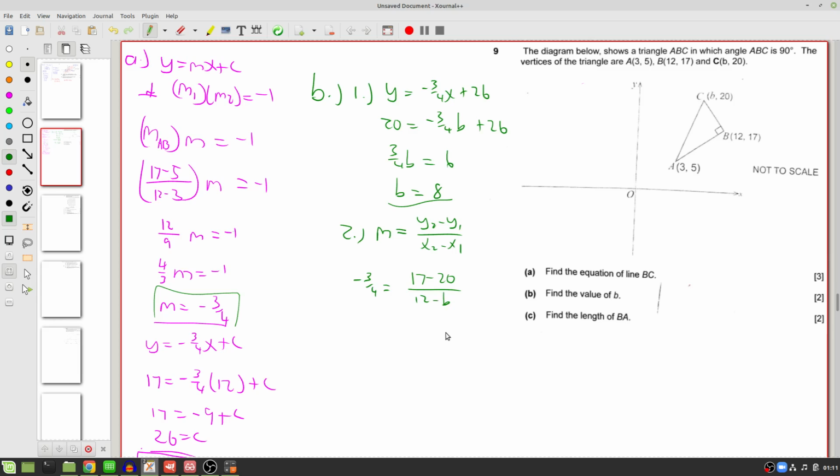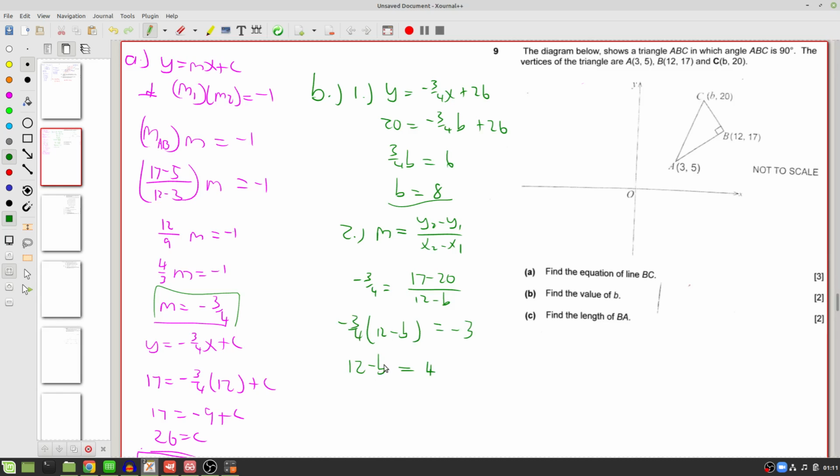Okay, so to solve for b, let's multiply both sides by this denominator. So we'll have negative 3/4 times 12 minus b is equal to 17 minus 20, which is negative 3. So now you can choose, do you want to multiply this in, or do you first want to divide by it? Doesn't really matter. I'm going to divide both sides by negative 3/4 to start with. So what we'll have is 12 minus b equals, and negative 3 divided by negative 3/4 will give us 4.